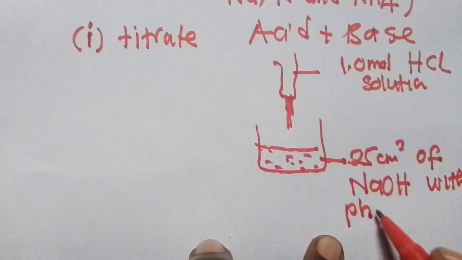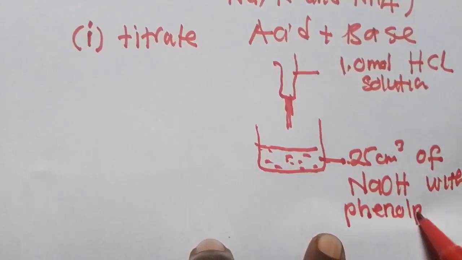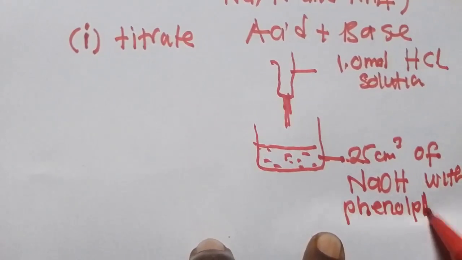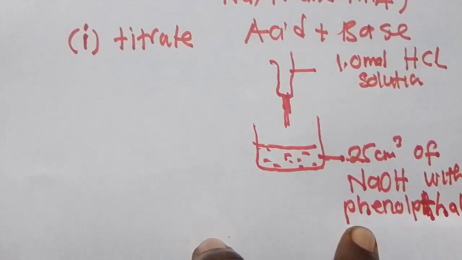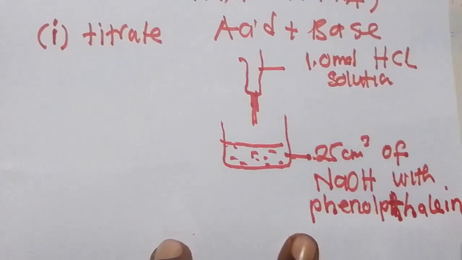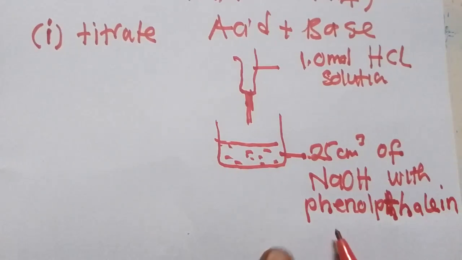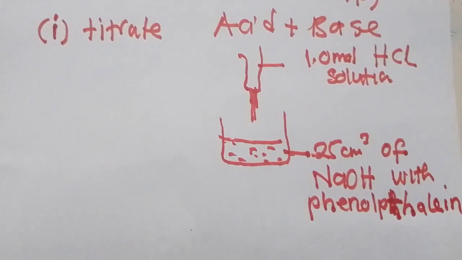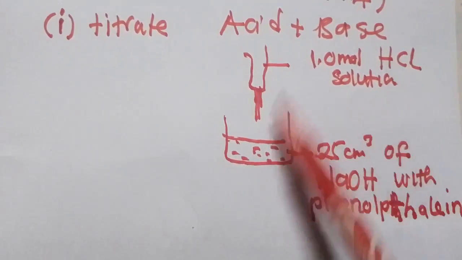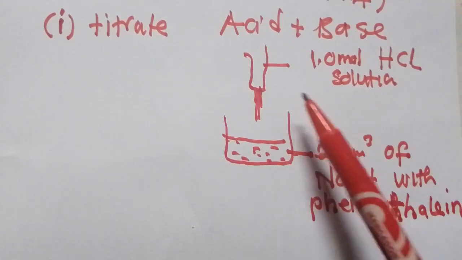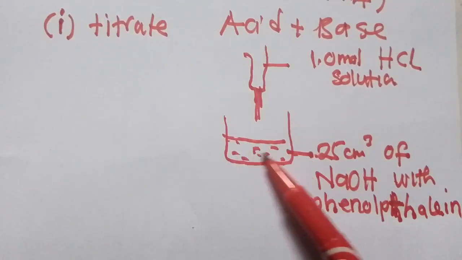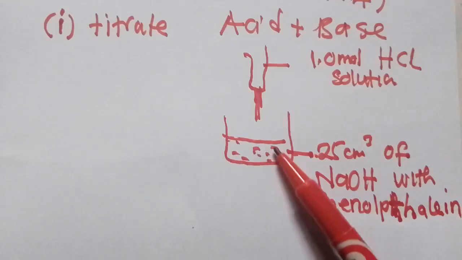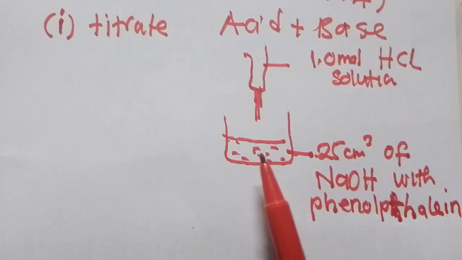with phenolphthalein. So how do we spell this? T H A L E I N. This is the word, phenolphthalein. This is what we get to use. So we titrate, and when we titrate here, we are going to see a color change. We are going to see an end point where we notice a change to this solution.